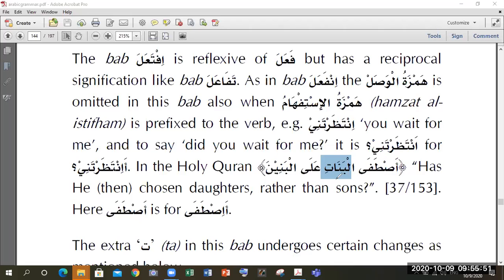Okay, so if there is no halate rafa, right, Nashmi? If this way it's coming, it means this is definitely an object, and this is definitely halate nasab then. Okay, so it means he chose daughters above our sons. Right, so this is the meaning.